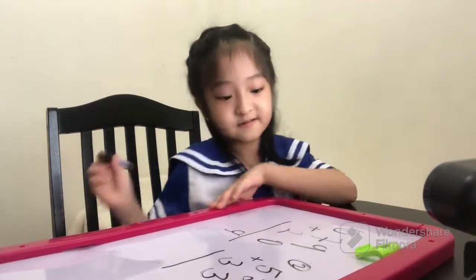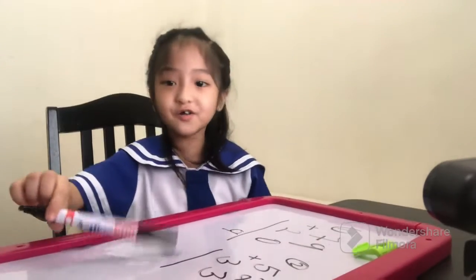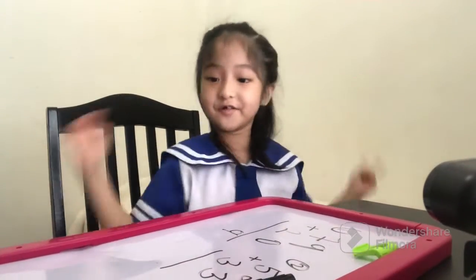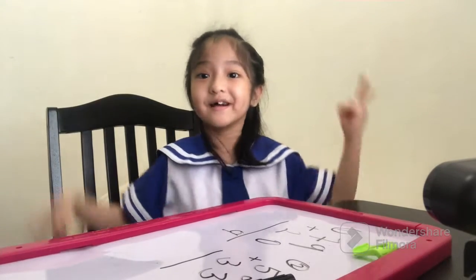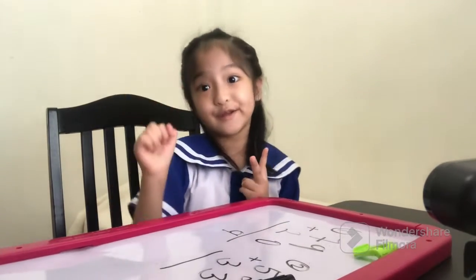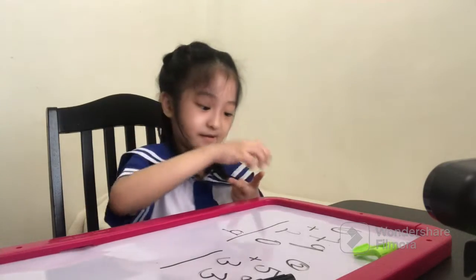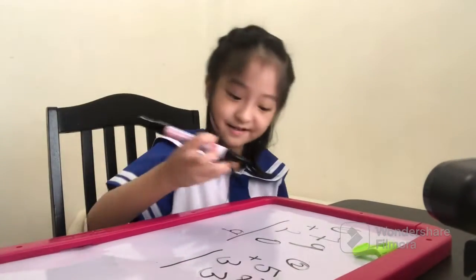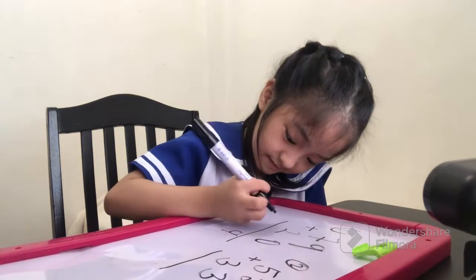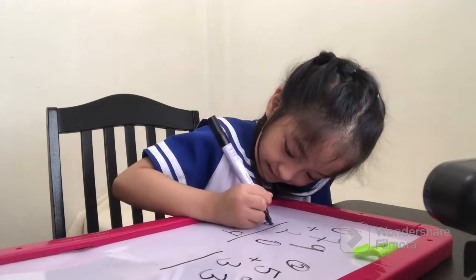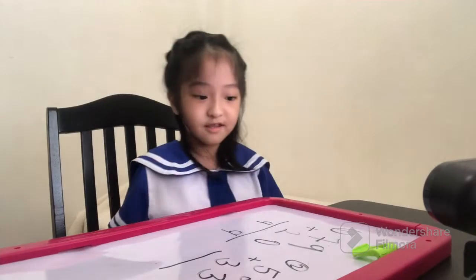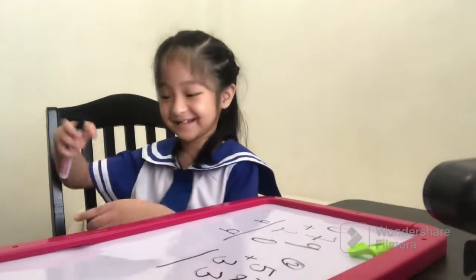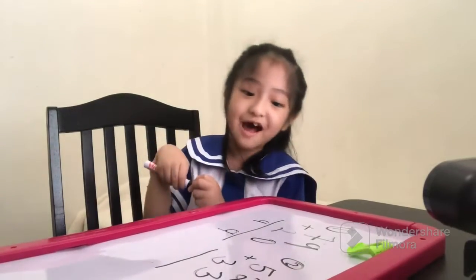And then 7 plus 2. So the smallest number is 2, so we're going to start with 7. Continue counting. 7, 8, 9. So the answer is 9. So you read that: 79 plus 20 equals 99. Good job. Next, we go to the next.